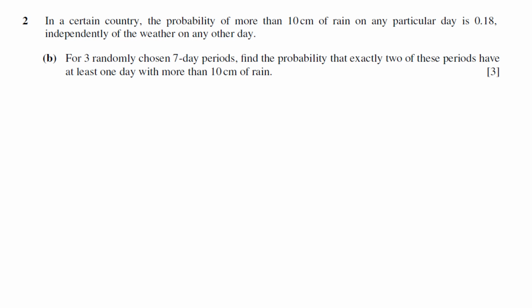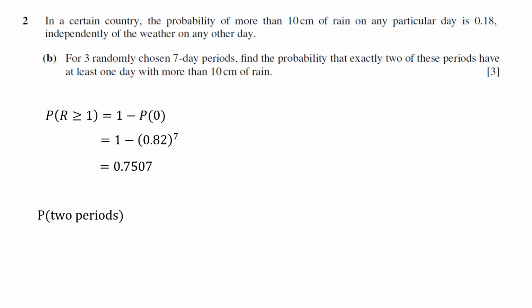Onward to question 2b. It says, for 3 randomly chosen 7-day periods, find the probability that exactly 2 of these periods have at least 1 day with more than 10 centimeters of rain. So the first thing we ought to do is to find the probability that there's at least 1 day with more than 10 centimeters of rain. That would be 1 minus the probability of Ri equal to 0, which is 1 minus 7 combination 0, which is 1, multiplied by 0.82 to the power 7, and that will simplify into 0.7507.